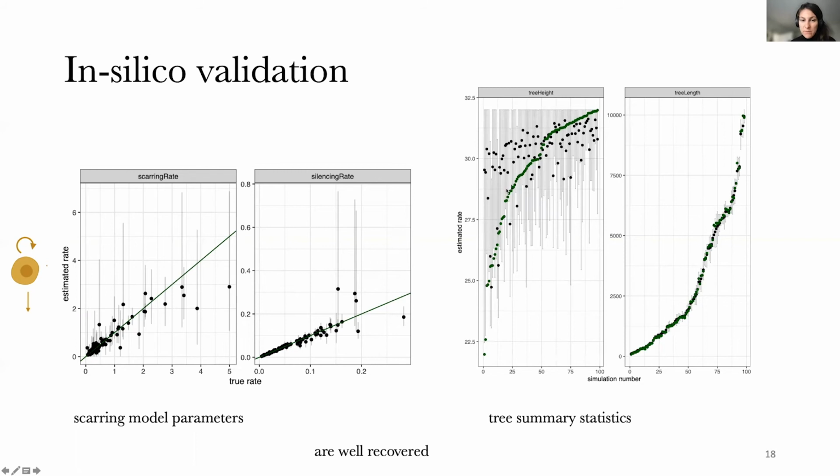And we can look at similar summary statistics about the tree, for example, the tree height and the tree length. And here the true values are represented by these green dots. And we can see that the posterior intervals almost always contain the true values. And especially for the tree length, we really capture a wide range of tree lengths.